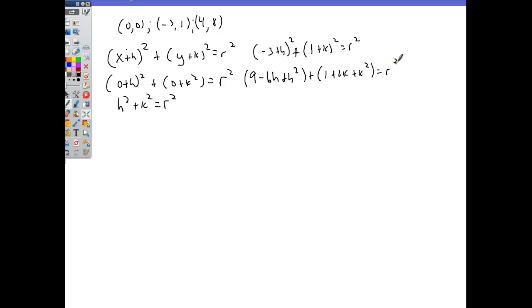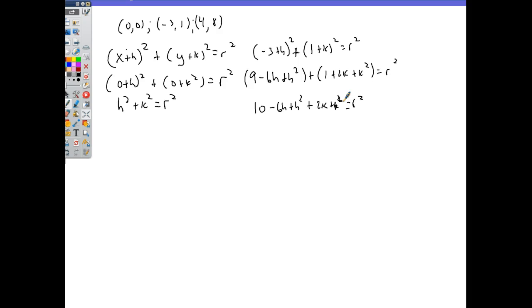Oh, that is awful. What have you done to us, Max? All right, so I've got 10 minus 6h plus h squared plus 1. No, it's plus 1. I combined like terms already. That was good. Got that out of the way. Plus 2k plus k squared equals r squared. Oh, it's horrible. But there's only 3 unknowns there, right?